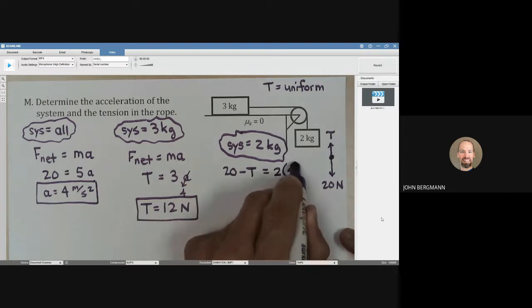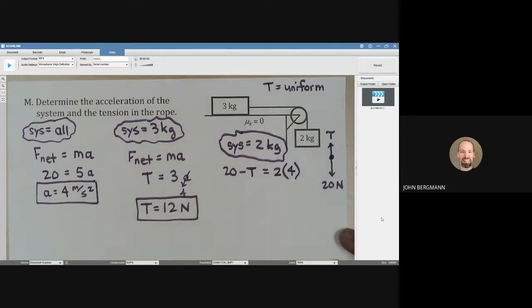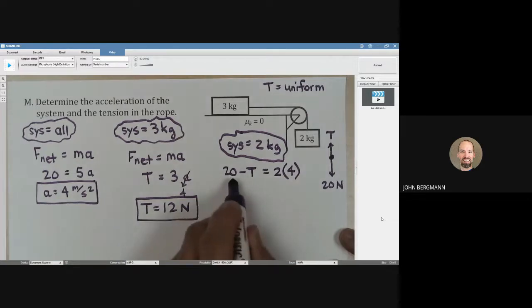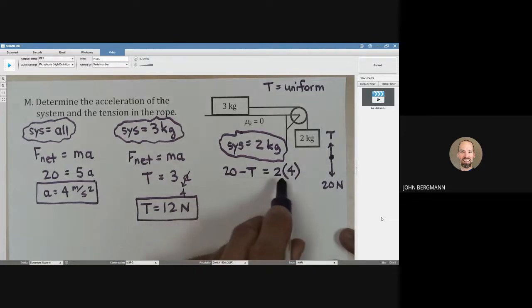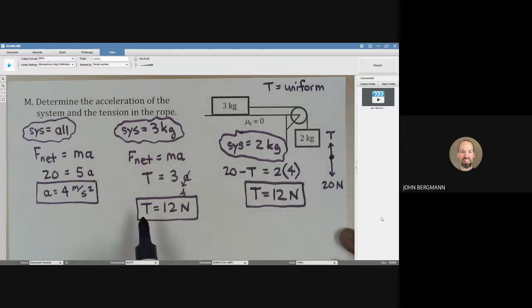Now, way back when we were young, we figured out that the acceleration here was 4. 20 minus what equals 8? Oh, look at that. You see, you can get that tension either considering this as the system or considering that as the system. Doesn't make any difference. You still get the same answer. That's pretty neat.